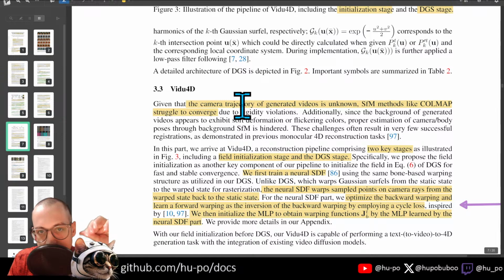The camera trajectory of the generated videos is unknown. SFM methods like Colmap struggle to converge. This isn't 100% true because I've seen people feed Sora videos into traditional reconstruction SFM pipelines.